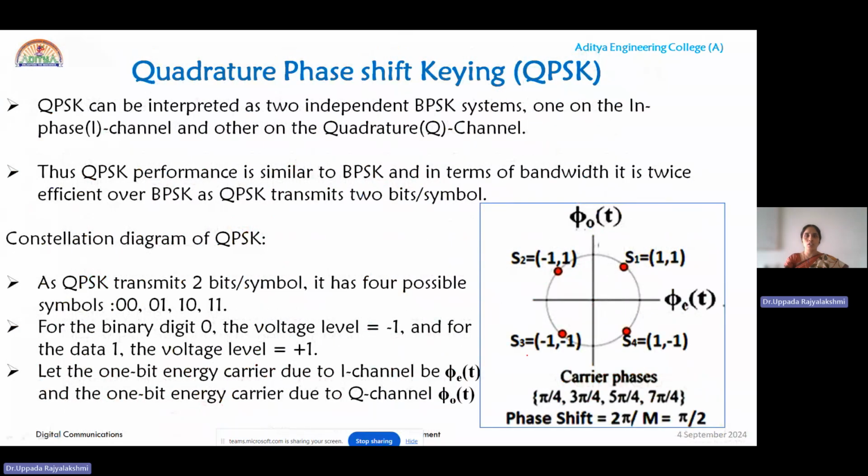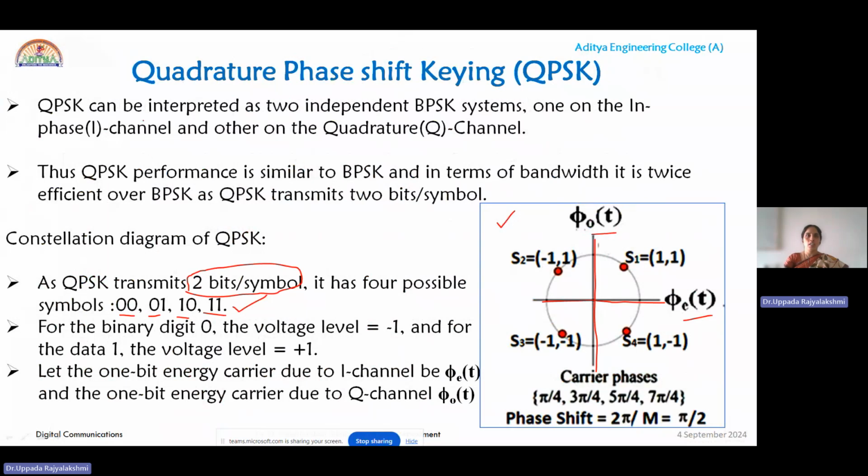And we discussed that it has 4 phase changes. QPSK has 4 phase changes for 4 combinations of inputs, 00, 01, 10 and 11, because you are grouping 2 bits per symbol. So with 2 bits, we have 4 combinations. And remember that here we have two 1-bit energy carriers. One is phi e of t and the other is phi o of t.